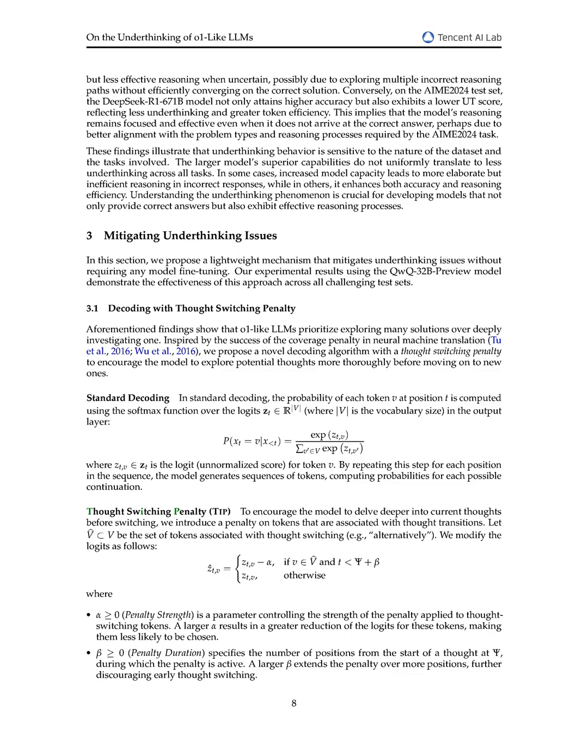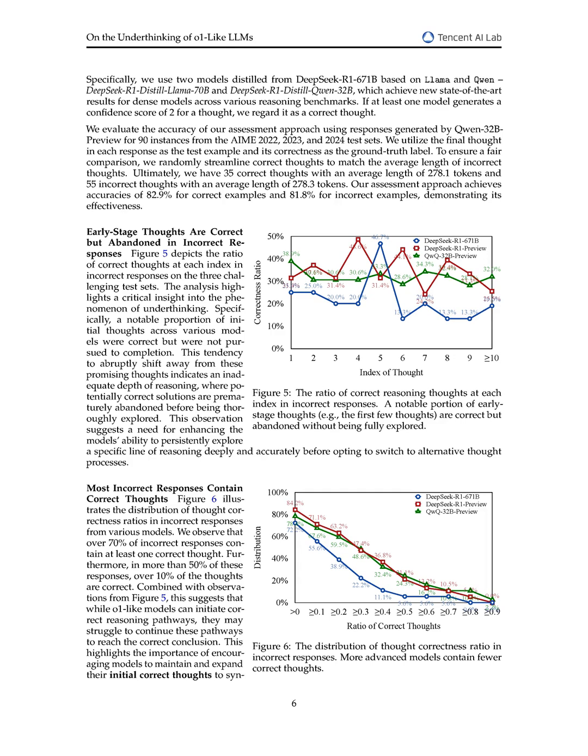After implementing the thought-switching penalty, TIP, our most significant findings indicated a consistent improvement in model accuracy across all challenging test sets, demonstrating that TIP effectively mitigates underthinking issues in o1-like LLMs. Specifically, the QwQ-32B-Preview model showed enhanced performance, with accuracy gains observed as we adjusted the penalty strength and duration, particularly achieving the highest accuracy with a penalty strength of 3 and a duration of 600.